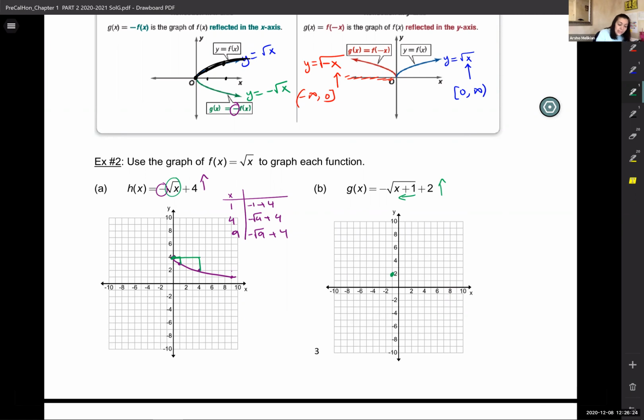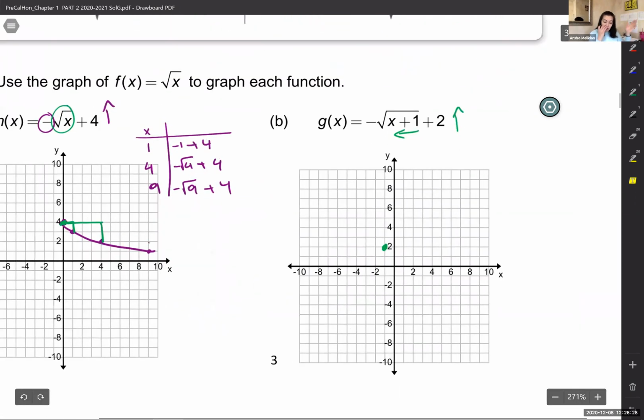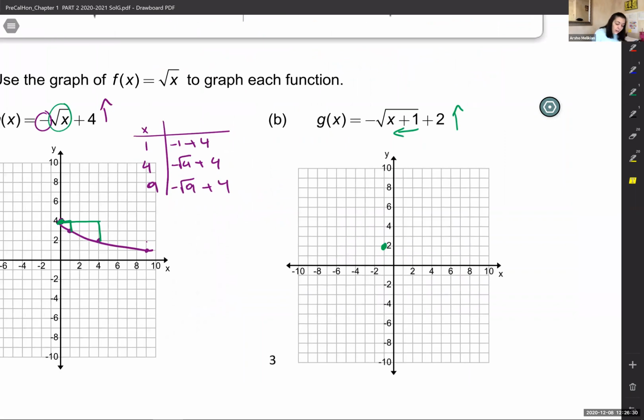Okay, now, let me show you guys, and you can definitely pick points, but let me show you guys what I was talking about before. For this one, this is a square root. So if I go over 1, because there is a negative, I'm not going to go up, I'm going to go down the square root of 1, which is 1. And then if I go over 4, I would go down the square root of 4, which is 2.